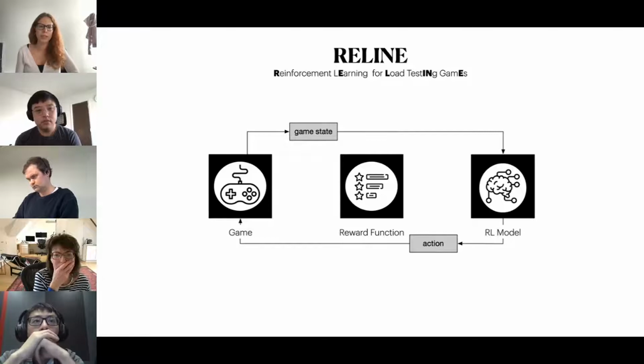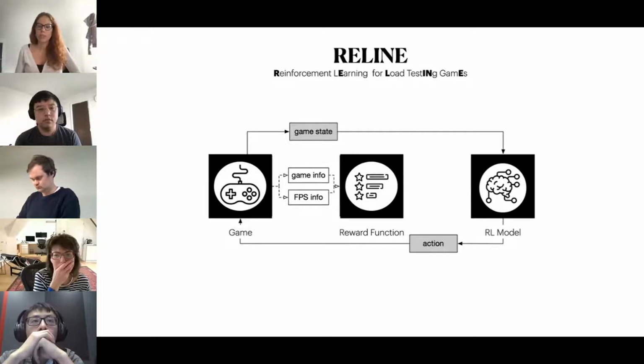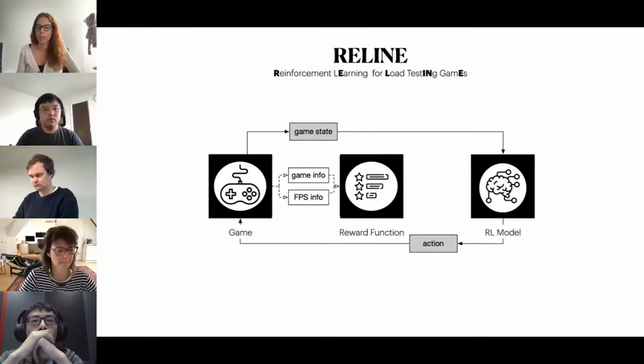the chosen action, and provides the reward function with two kinds of information. Game information that can be, for example, the current score in the game that helps the agent understand how to play the game. And FPS information, so the time the game takes to render the next frame after the chosen action, that helps the agent learn how to identify these areas of the game, so the low FPS points.